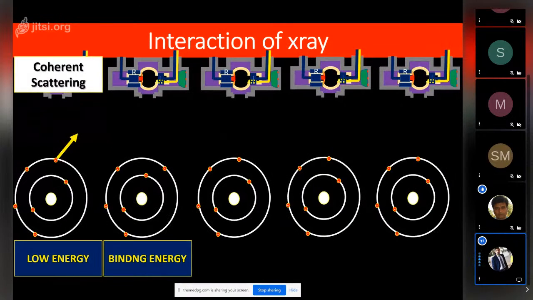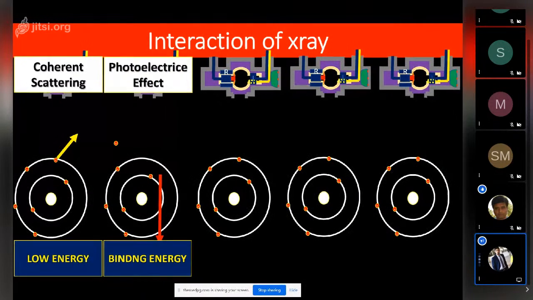So whenever the energy of the X-ray is equal to the binding energy, what happens? This electron will be thrown out. Now the outer shell electron wants to go into the inner shell because that's a lower energy state. But whatever extra energy was present is released as X-rays. This is called the photoelectric effect. So in the photoelectric effect, the X-ray energy is equal to the binding energy. In the initial stage, the X-ray energy was lesser than the binding energy.